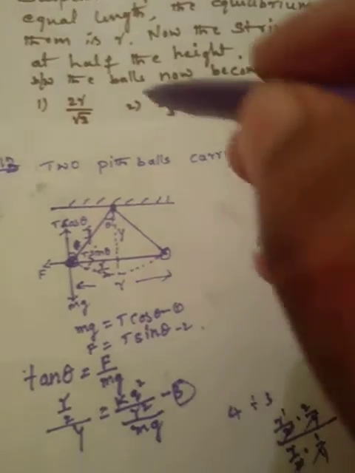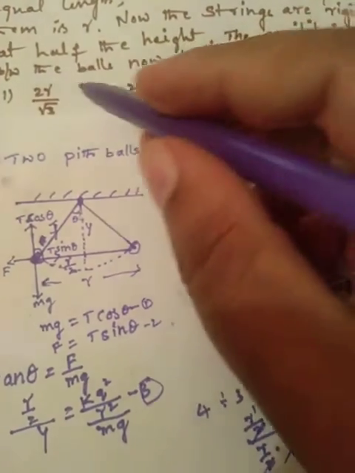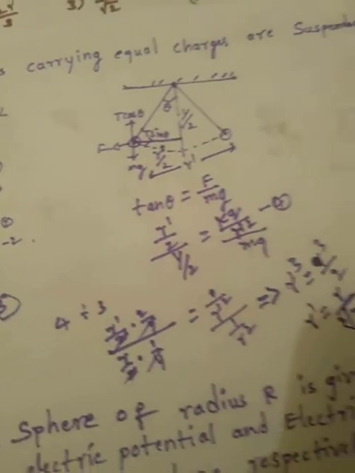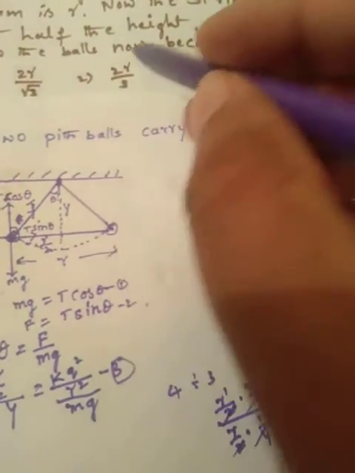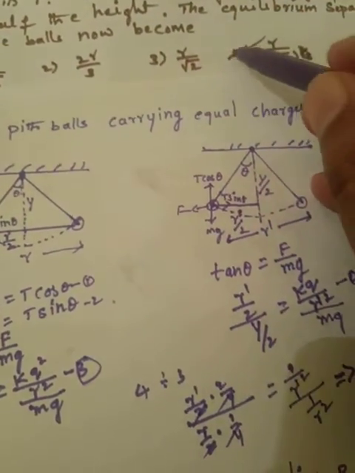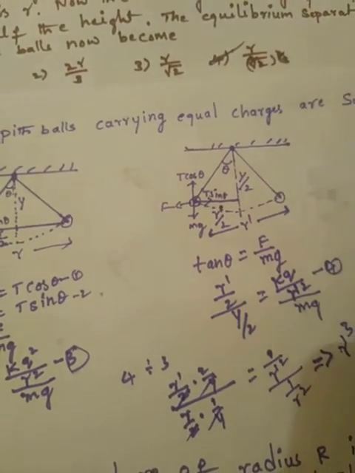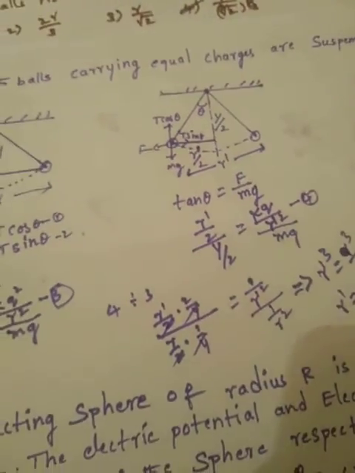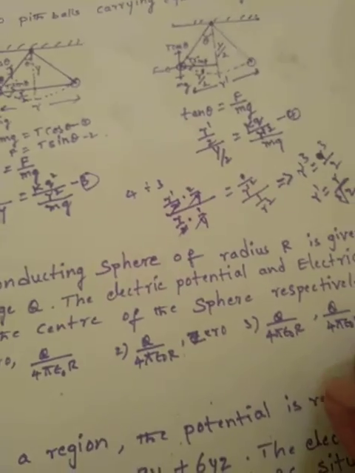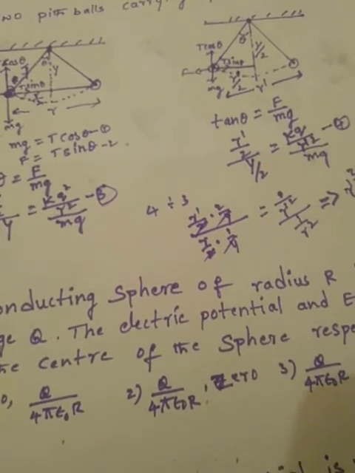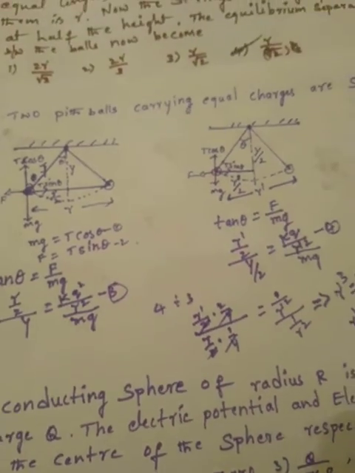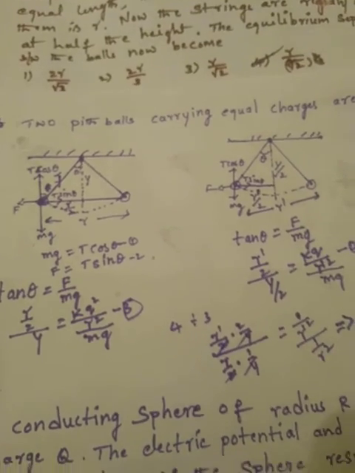The right answer is r divided by cube root of 2. So the right answer is r divided by cube root of 2. Okay, we'll see the discussion in the next session.